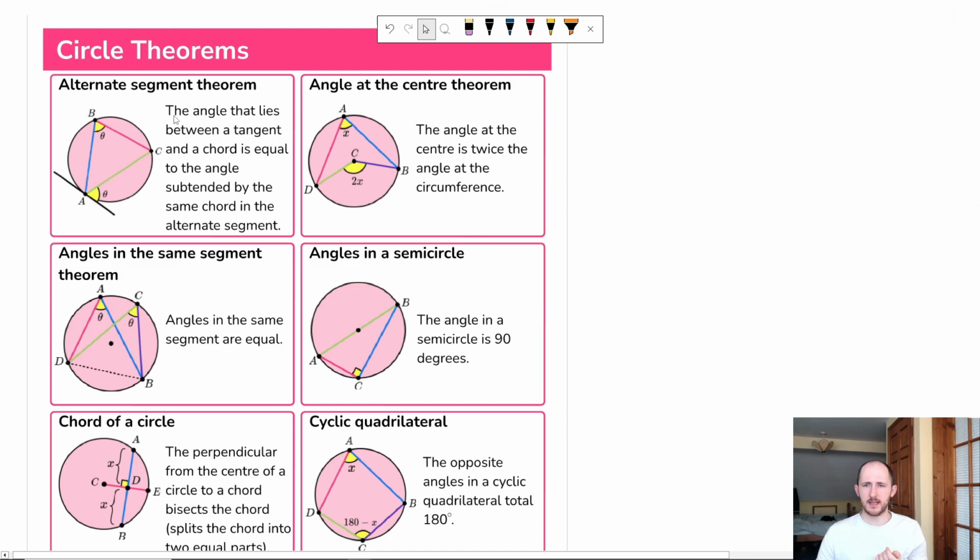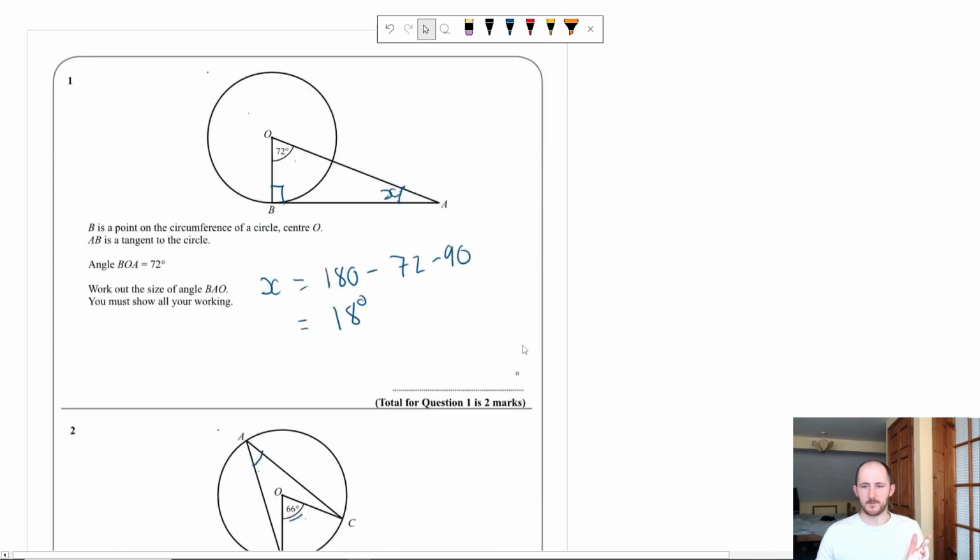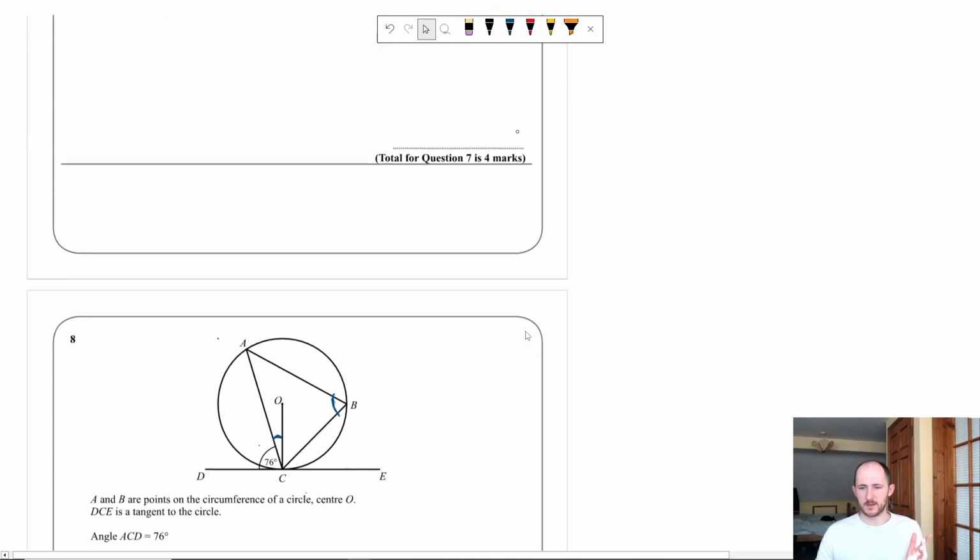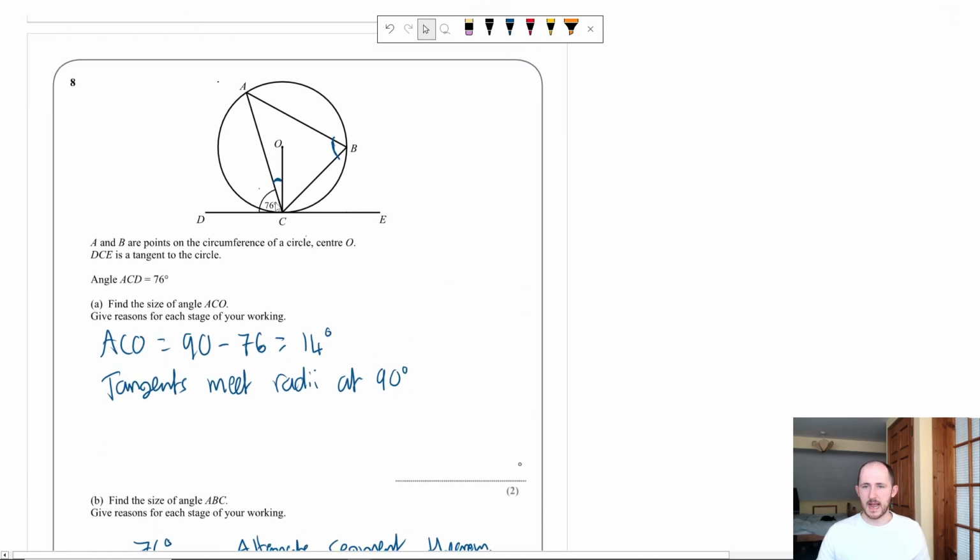To read the full description, the angle that lies between a tangent and a chord, so can you see that AC is a chord in this sense, is equal to the angle subtended by the same chord in the alternate segment. Okay? So if you look, BC is a chord, AB is a chord, AC is a chord, so we have chords everywhere. So if I scroll down to the question we are doing here, we have a chord AC, right? And we have a chord BC here. So we have these two chords that meet up with each other, which means that the two angles here are equal to each other.